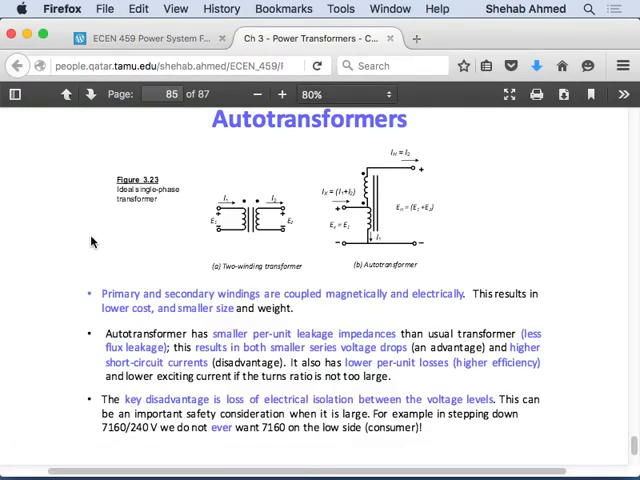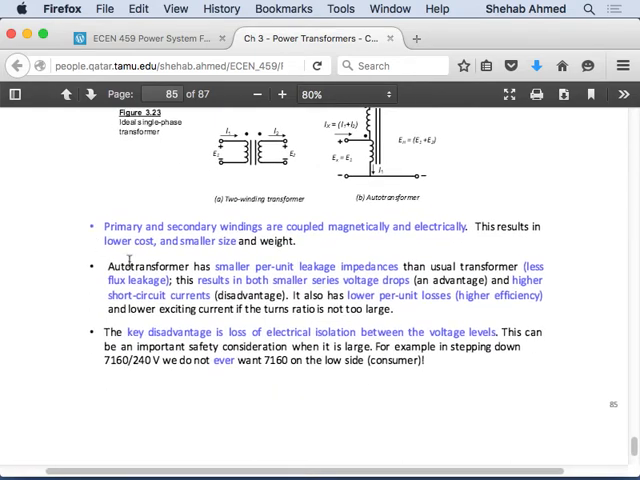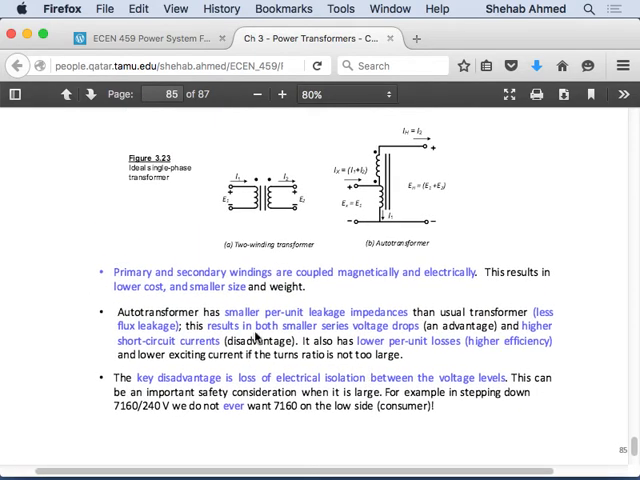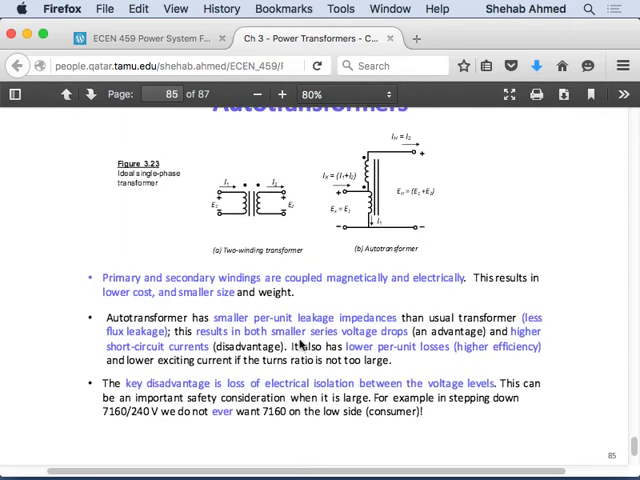Okay. There's another small benefit that you get from this as well. We talked about the loss of electrical isolation. Here we talk about the smaller per unit leakage impedance. Instead of trying to describe it, I will go through an example. So we're claiming here that autotransformers have a smaller per unit leakage impedance.